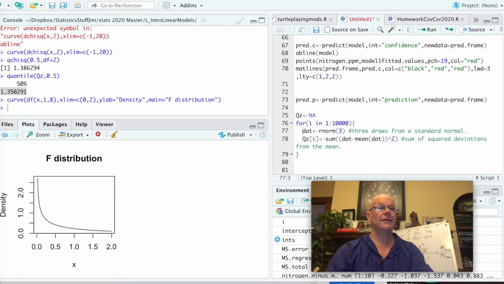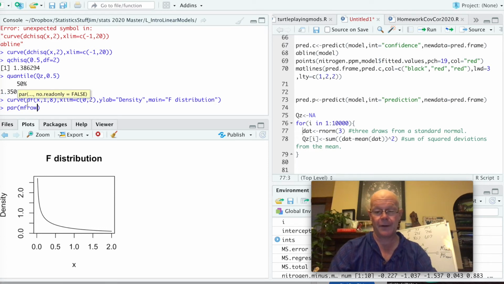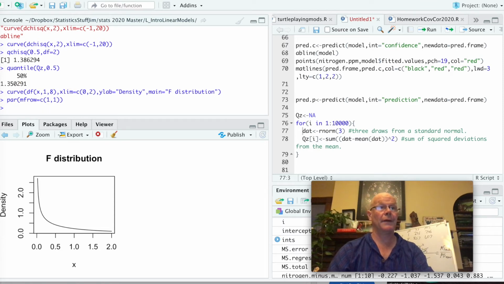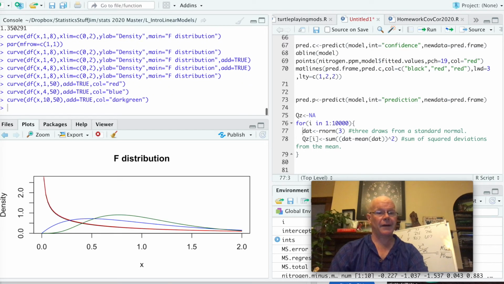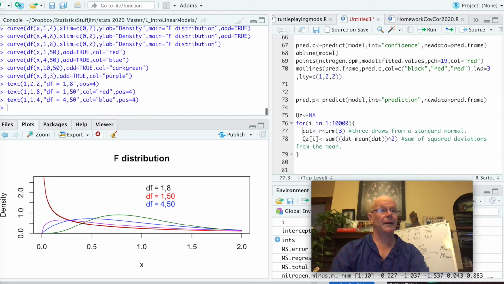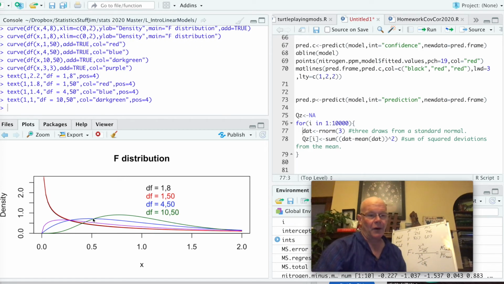Let me make a new plot, par mfrow 1 and 1. All right. Okay, so there's our F distribution, and I will label it. And so the black line here is the F distribution with 1 degree of freedom in the numerator and 1 degree of freedom in the denominator.